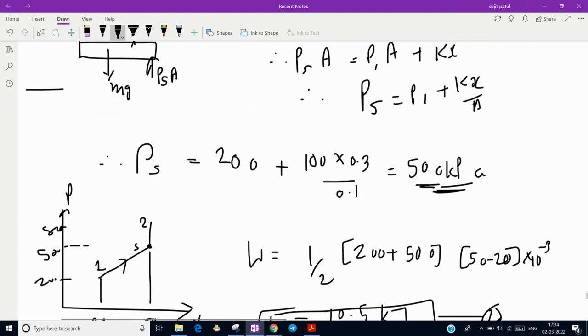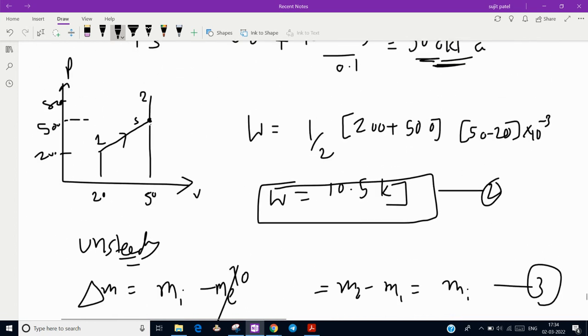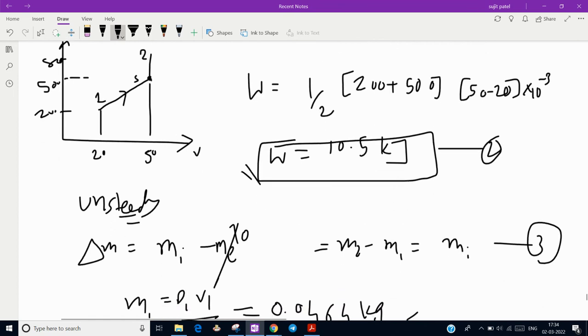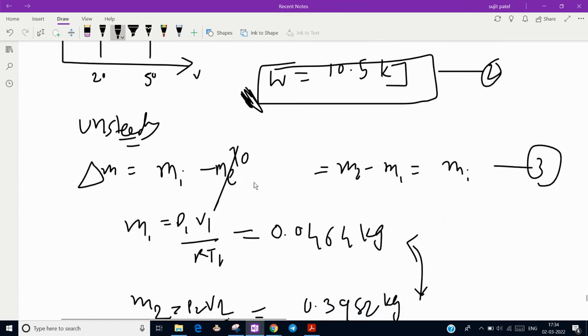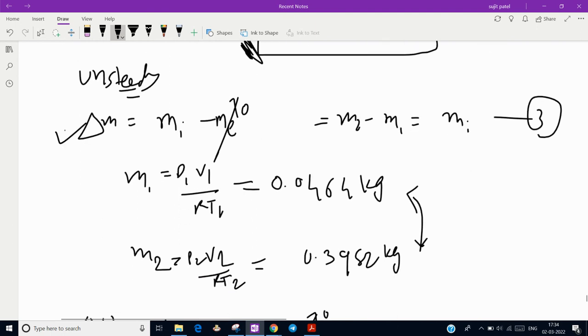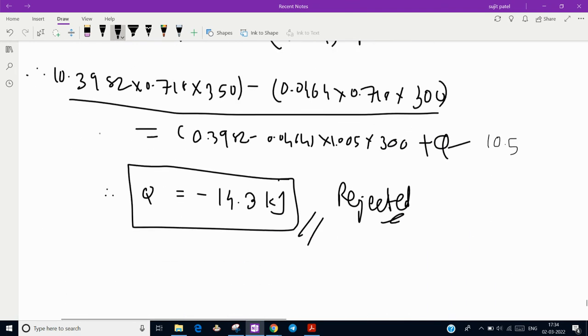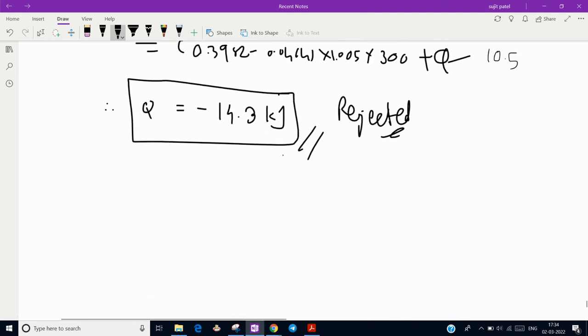I hope you like this solution. First, it is a steady state process from 1 to S point. So we have solved according to the steady state, work done. Okay, and then it is converted to an unsteady state problem. So we have two equations, mass balance as well as energy balance. We have used two equations for unsteady state and found out the heat transfer.